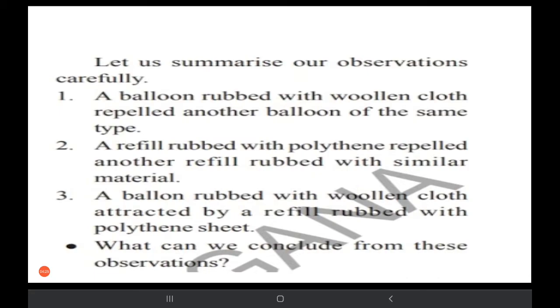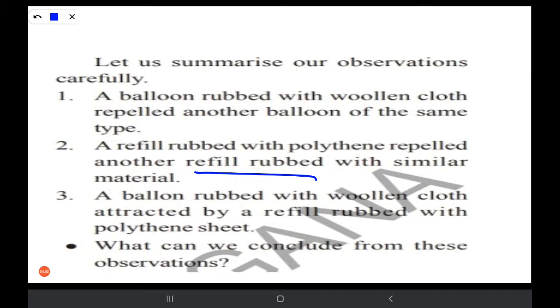Here, a refill rubbed with polythene repelled another refill rubbed with similar material. Right? So in the second case, we have taken two refills. We rubbed one refill with polythene sheet and we placed that refill in the tumbler. And we have taken another refill. Here also, we rubbed the refill with polythene sheet only. In this case, these two repel each other.